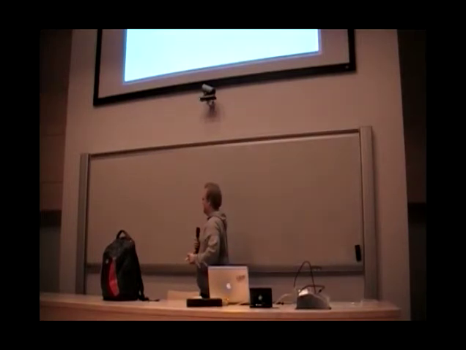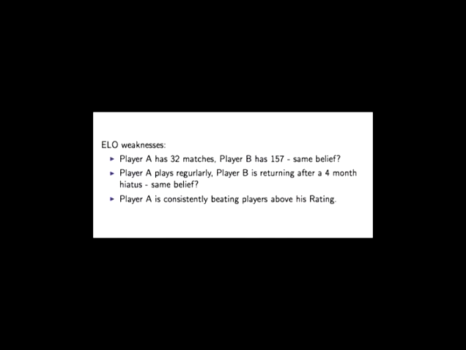Elo has a specific weakness, or not weakness, it's made for being easy to calculate by hand. So one of the simplifications of the system is that you assume that for each of these players there's a normal distribution around the players' ratings. Which basically says that we think this is the rating of the player here, but it might actually be here, just with a smaller probability. That's the basic idea. So this is kind of the weakness of Elo.